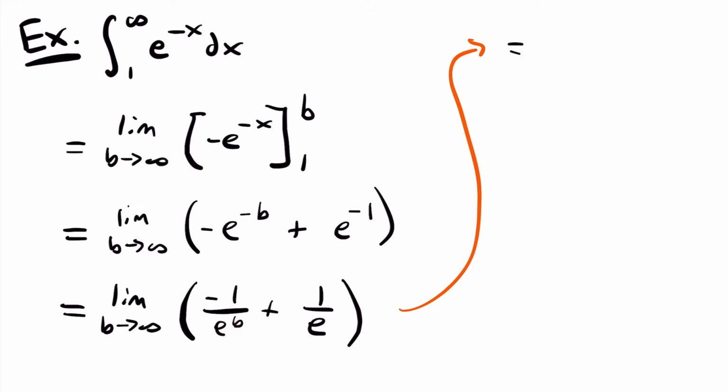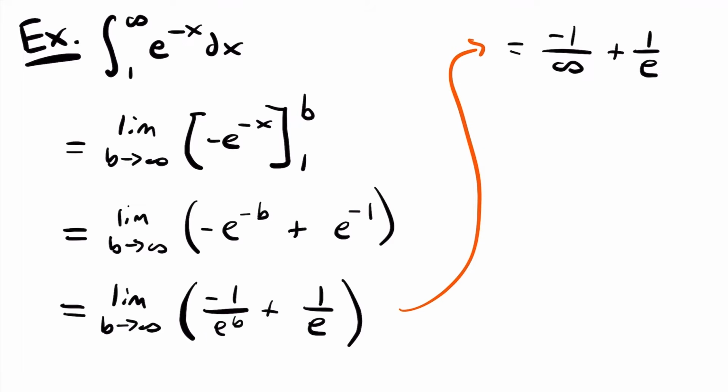e to the power of 1 is just e, but e to the power of 10 is going to be even bigger, and e to the power of 100 gets even larger. And so e to the power of b, where b is approaching infinity, is just equal to infinity. And so we could rewrite this to be negative 1 divided by infinity, and then the limit of a constant 1 divided by e is just going to be that constant. So then we have plus 1 divided by e.